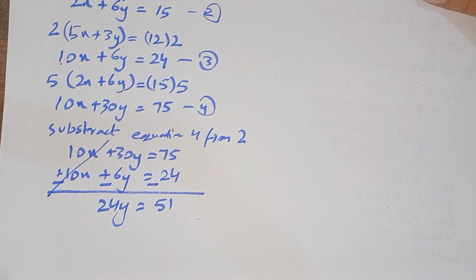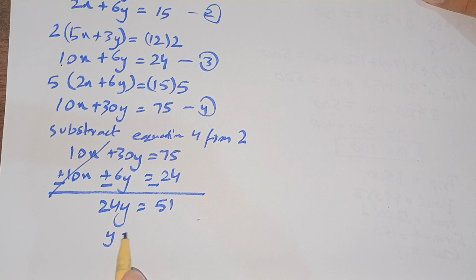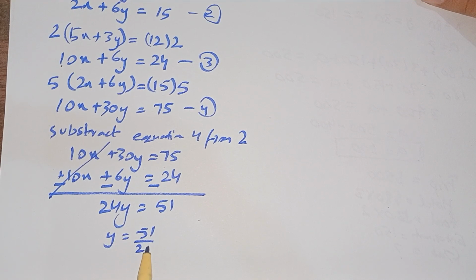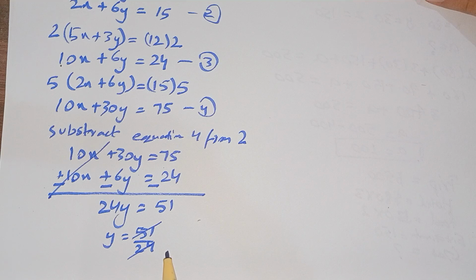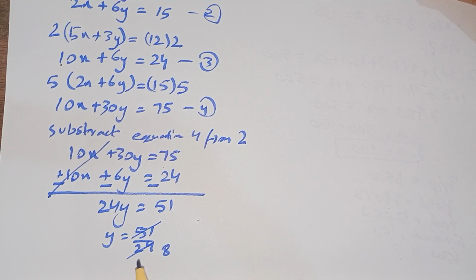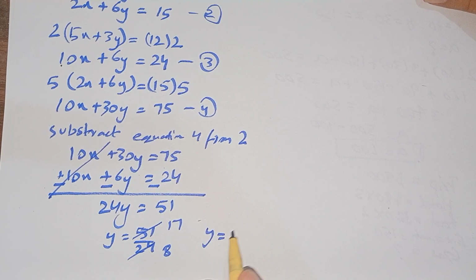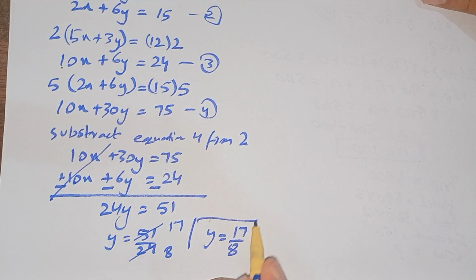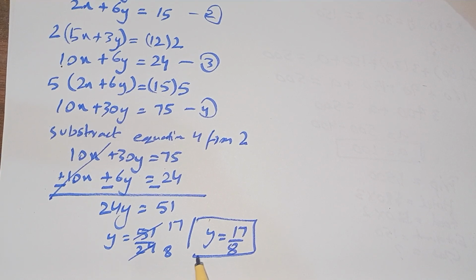Now we have to find y. 51 divided by 24. Which table should we go through for these two values, 51 or 24? I know that 3 is a multiple of 8, which is 24, and 51 is 3 times 17. So y is 17 by 8. So we have found our y.